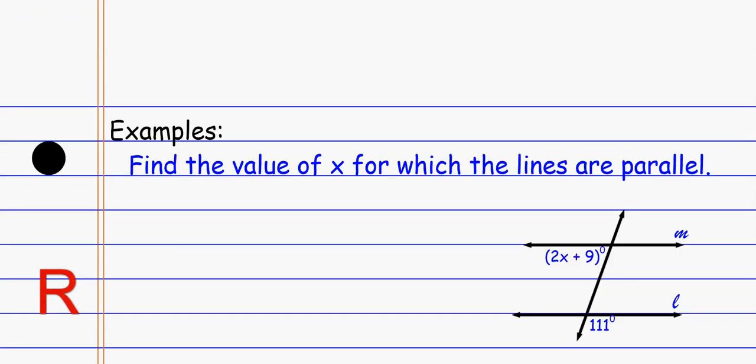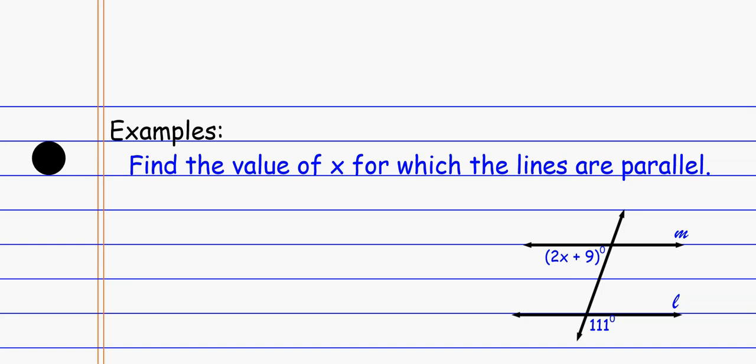If I look at something like this, these questions are the best. Everyone's going to be really happy that we're doing these. It says, find the value of x for which the lines are parallel. Before, I would say these lines are parallel, find the value of x. Now I'm saying if the lines were parallel, what would be the value of x? But the approach is identical to what we do.